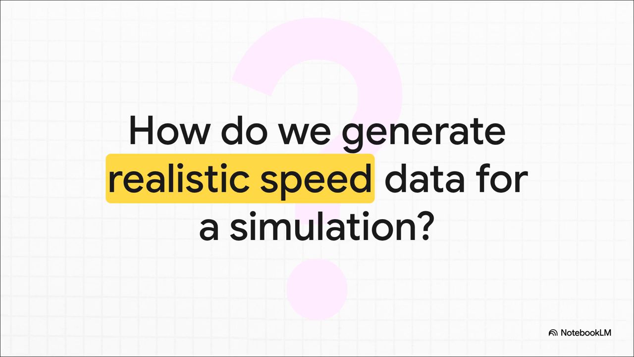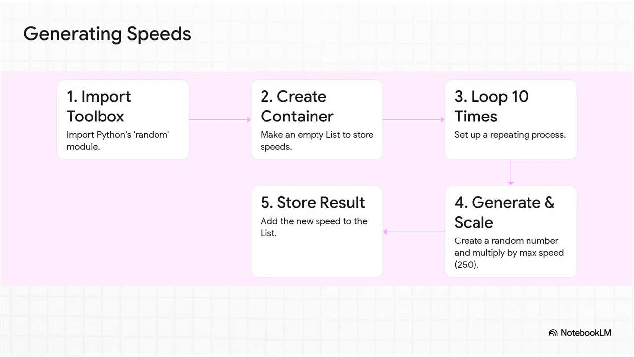So here's our challenge. To test a car's safety systems, like automatic emergency braking, engineers need to run thousands of simulations. And for that, they need data. A lot of data. Specifically, they need to generate lists of random vehicle speeds to feed into that simulation. And the logic to do this is just beautifully simple. First, we import Python's random library. That's like grabbing the right tool from a giant toolbox. Next, we create an empty list to act as our container. Then we just tell the computer to loop 10 times. In each loop, it generates a random number, scales it up to a realistic speed, and then just drops that new speed right into our list.